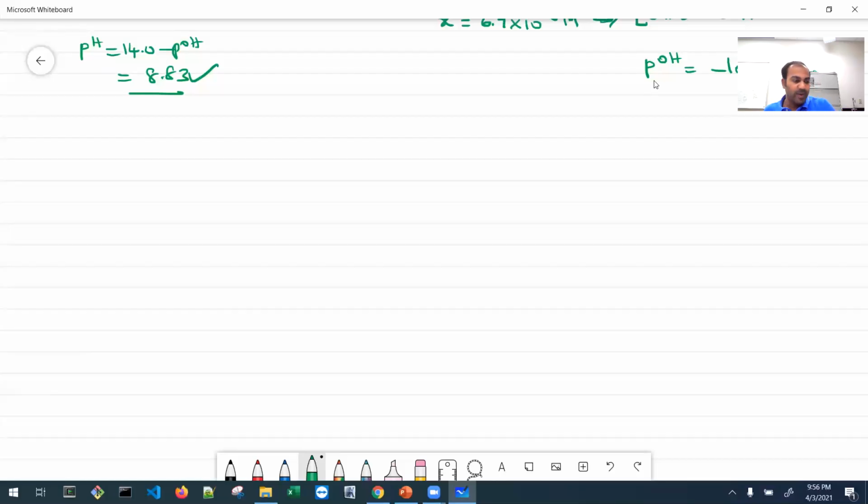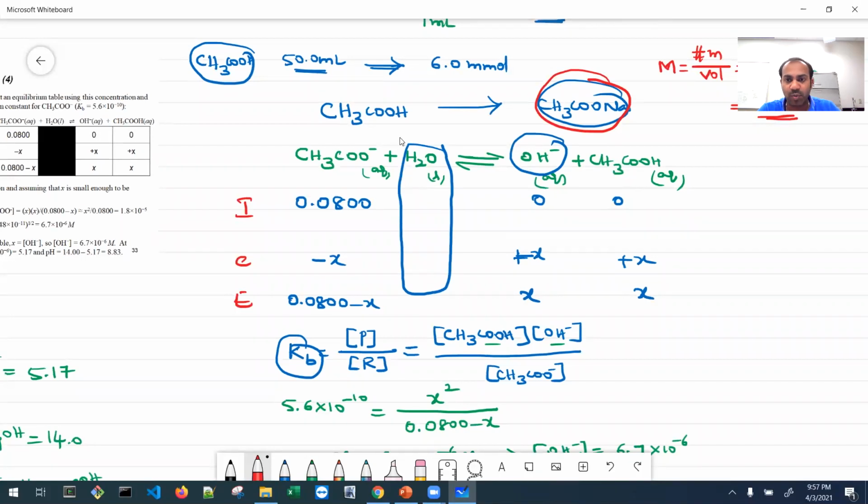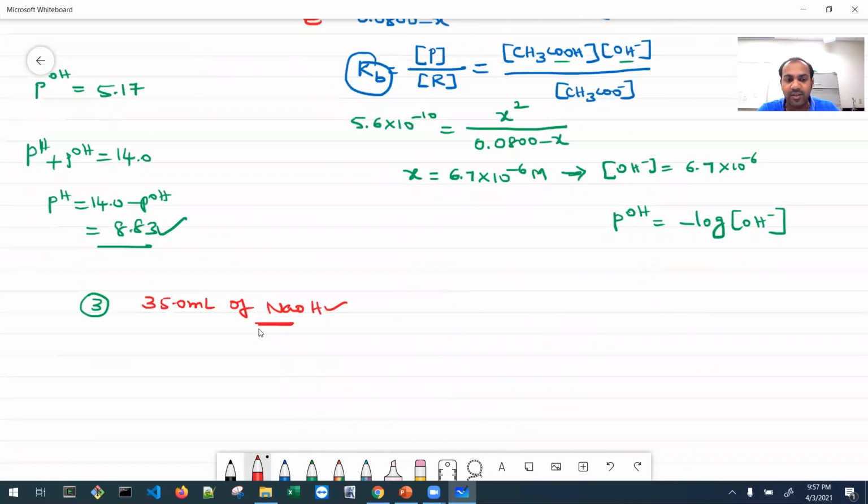The third problem is going to be after adding 35 milliliters of the base to the weak acid. So the third scenario is 35 milliliters of sodium hydroxide. In problem B we added 25 milliliters of base and it's already at the equivalence point. So whatever sodium hydroxide we add after the equivalence point is just excess OH minus we are adding to the solution.